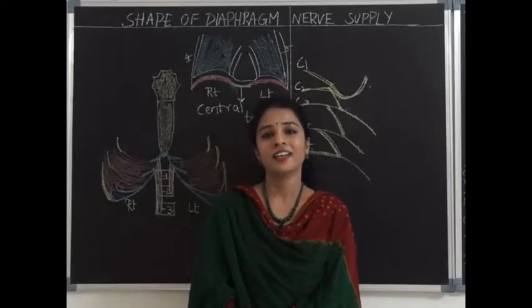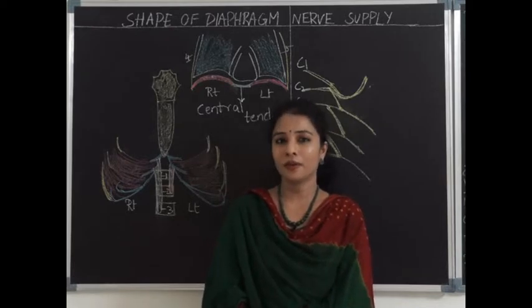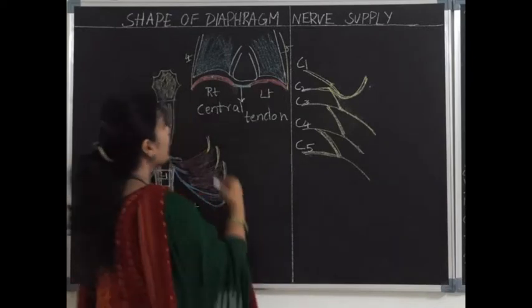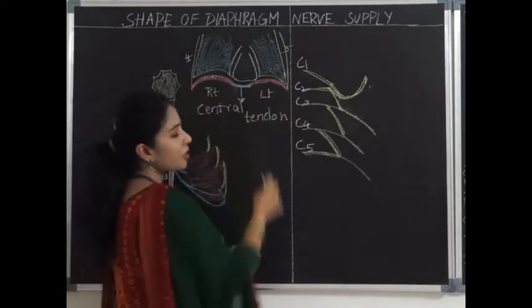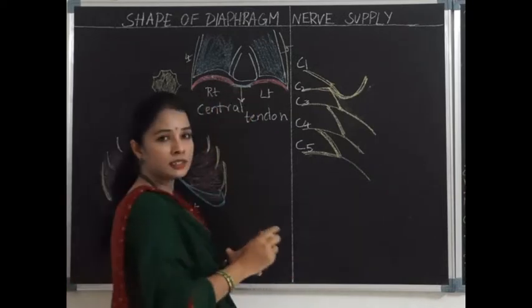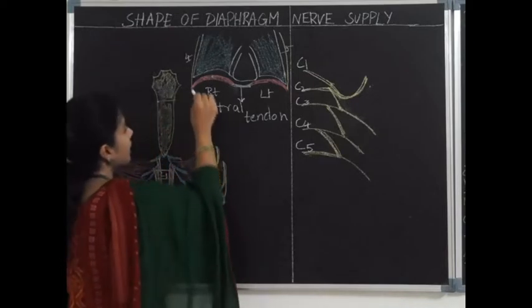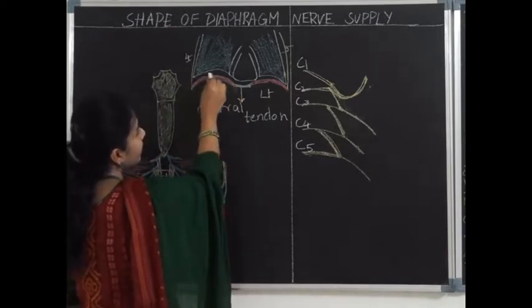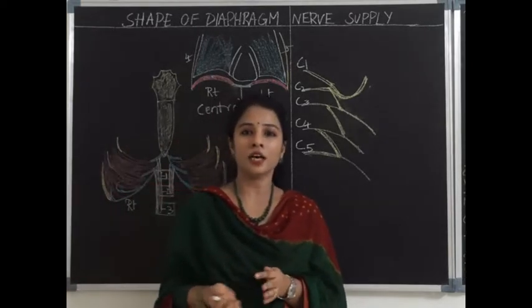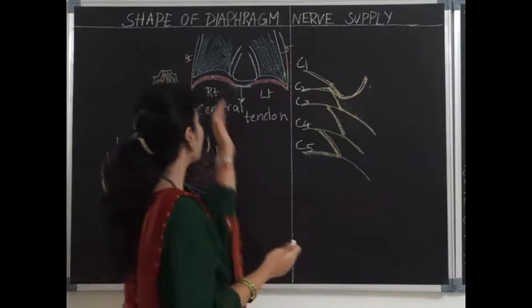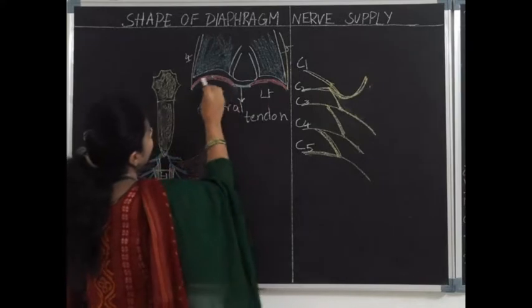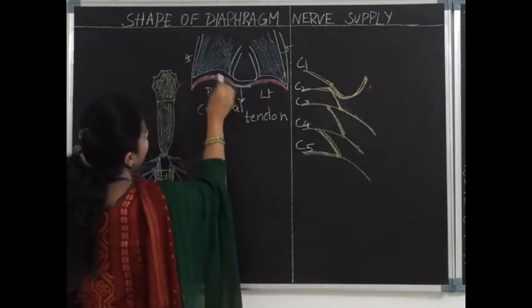So this diaphragm is a musculoaponeurotic partition which separates the thoracic cavity from the abdominal cavity, and it is mainly made up of two domes, the right dome and the left dome, connected by the central tendon of the diaphragm. The right dome is fleshier and higher compared to the left dome, because on the right side, just below the right dome, there is a large organ, the liver.